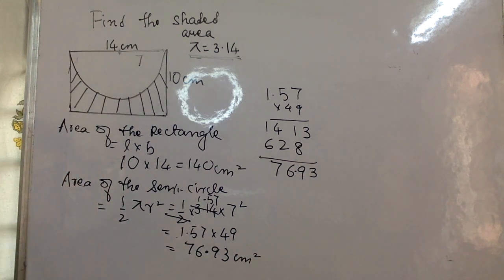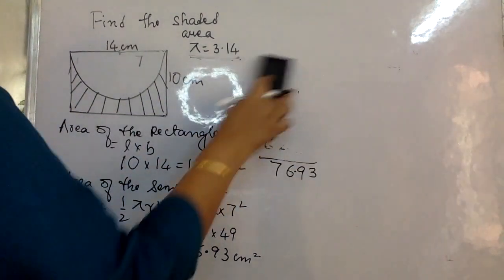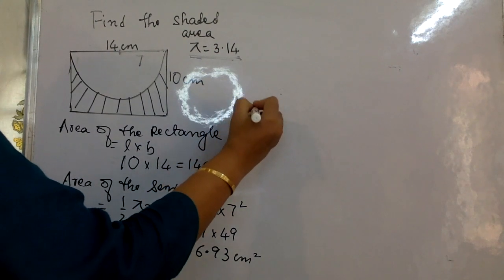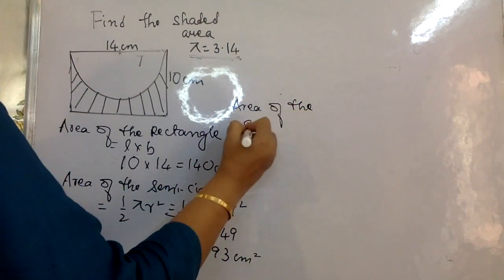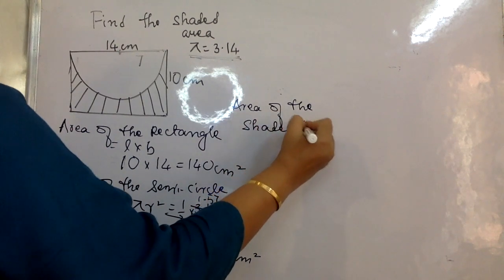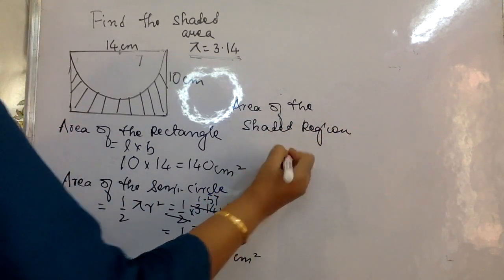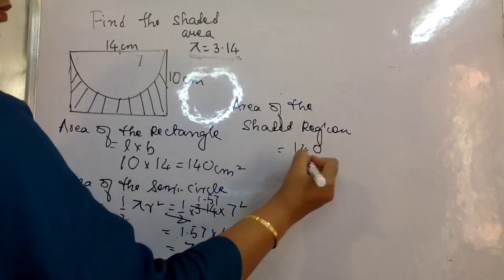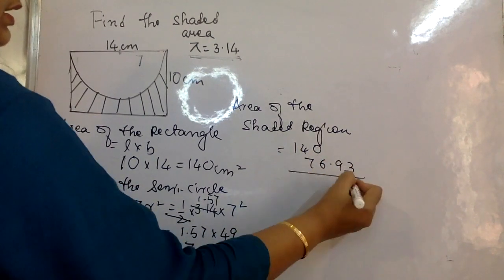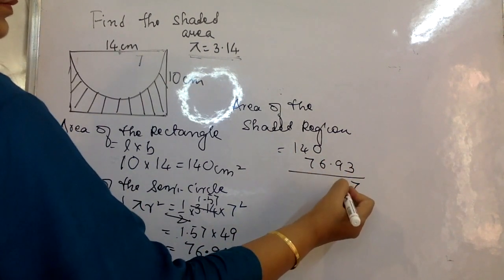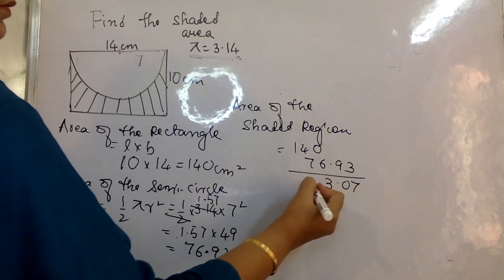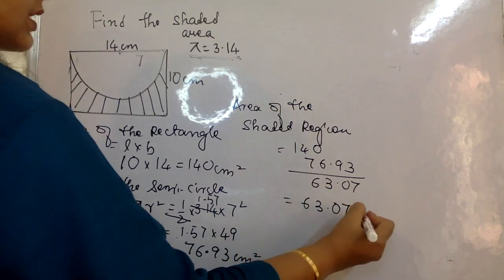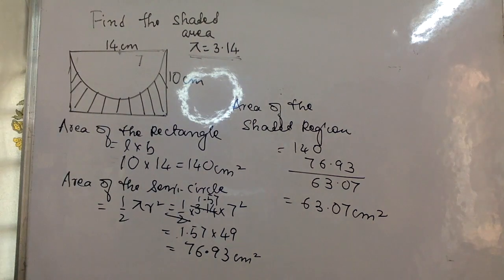They don't want the area of the semicircle. They want the area of the shaded region. So how shall we find the area of the shaded region? Area of the shaded region is equal to, from this 140 we'll subtract the 76.93. 140 minus 76.93 is 63.07 centimeter square. That is how we get it.